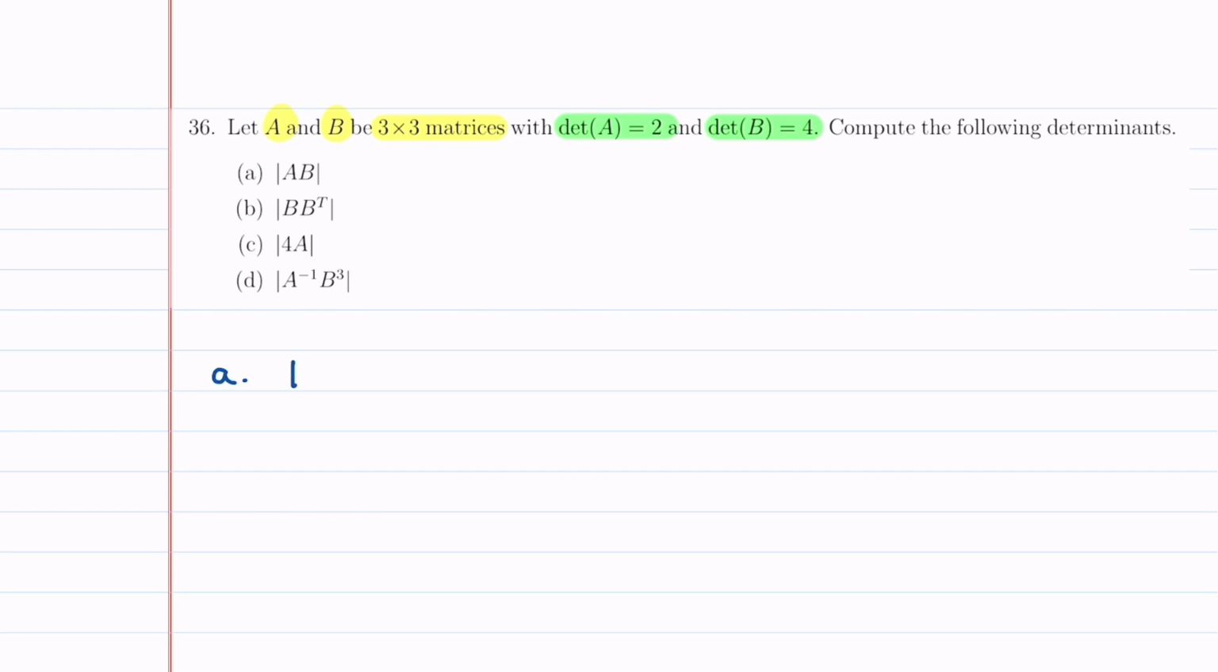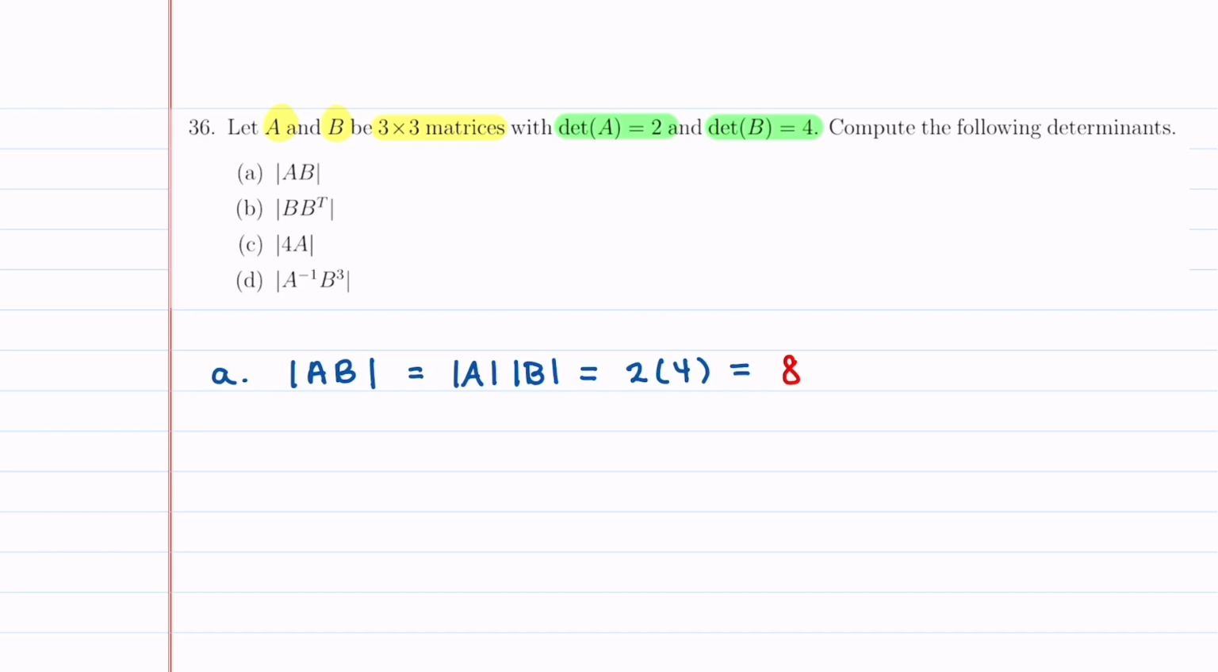We're going to find the determinant of A times B. So we're taking the determinant of a product. Whenever that happens, we can split this up and write this as the determinant of A times the determinant of B. Looking up above, the determinant of A is 2. The determinant of B is 4. So this gives us a determinant of 8.